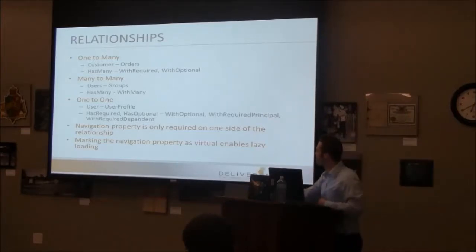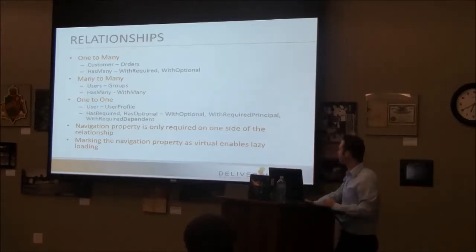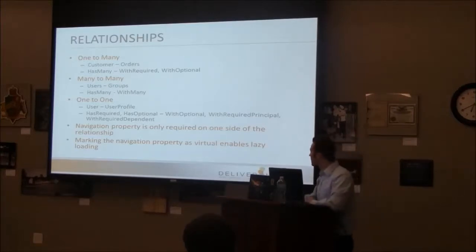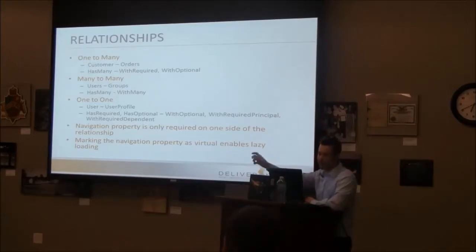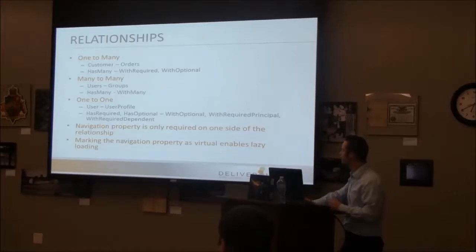And I mentioned this earlier, but the navigation property is only required on one side of the relationship. So on my user class, I can expose the user profile, but you don't have to expose the user on the other end of the relationship. And finally, if you mark your navigation property as virtual, that tells code first that the property will be lazy loaded. So the first time I access that property, it would load that data for you, as long as you're still within the context of your data context.